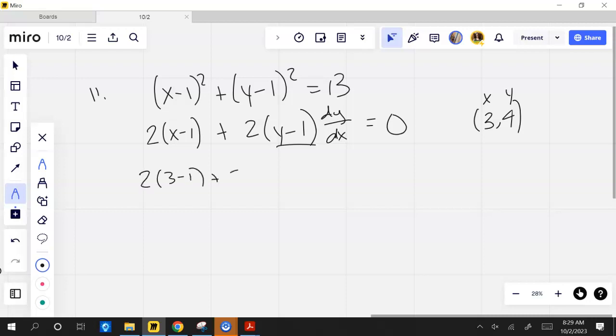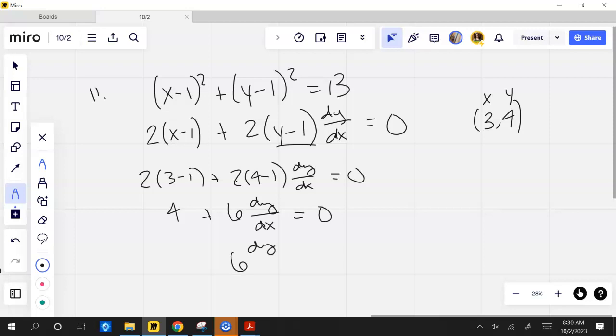2 times 3 minus 1 plus 2 times 4 minus 1 dy dx equals 0. This is going to be 2 times 2, which is 4. This is going to be 2 times 3, which is 6 dy dx. Now all I have to do is subtract 4 and divide by 6, which is going to be negative 2/3.